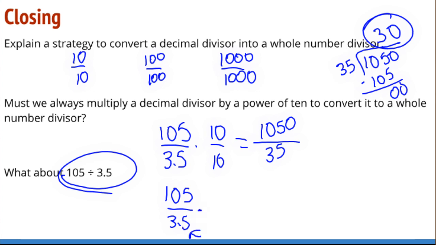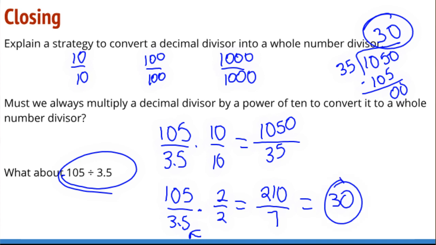If I double halves, I get wholes. So what if I multiplied by this? 2 over 2. And so the 3.5 is doubled to be 7, and the 105 is doubled to be 210. 210 divided by 7 is 30, which of course is the quotient that we just got. So do you have to use powers of 10?